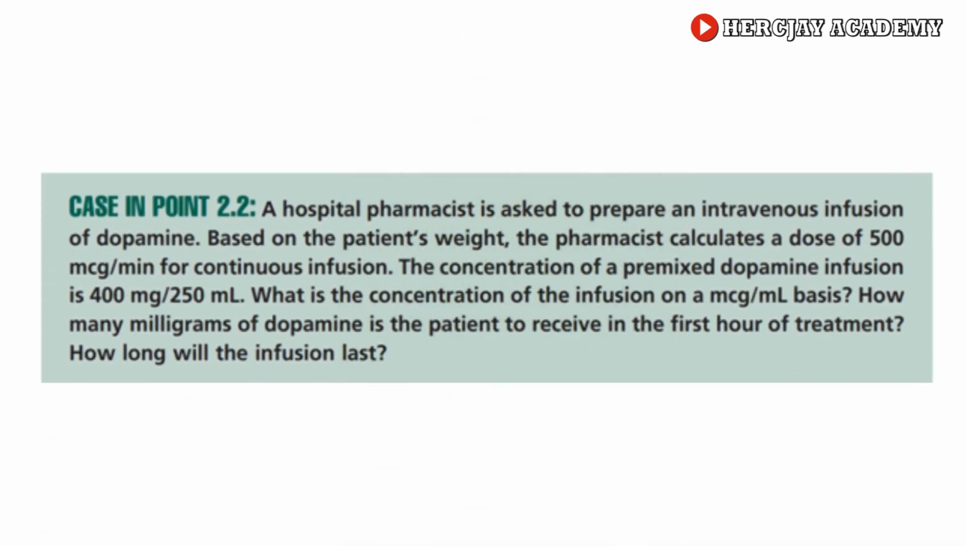Case in point. A hospital pharmacist is asked to prepare an intravenous infusion of dopamine. Based on the patient's weight, the pharmacist calculates a dose of 500 micrograms per minute for continuous infusion. The concentration of a premixed dopamine infusion is 400 mg per 250 ml. What is the concentration of the infusion on a microgram per ml basis? How many milligrams of dopamine is the patient to receive in the first hour of treatment? How long will the infusion last? The case in point.